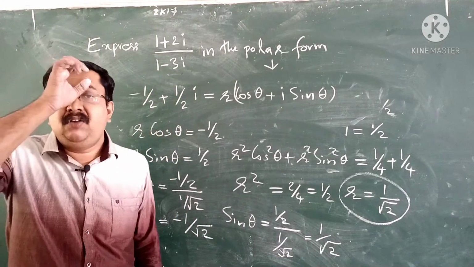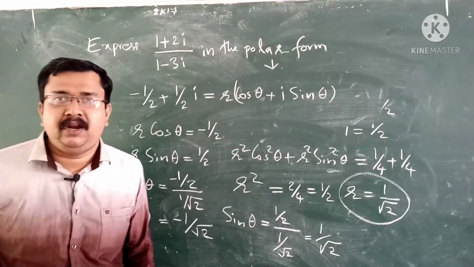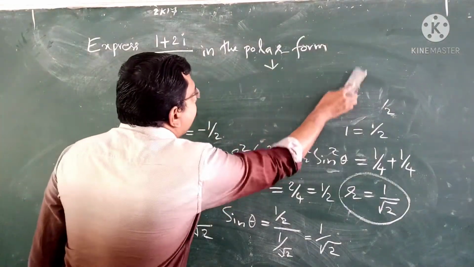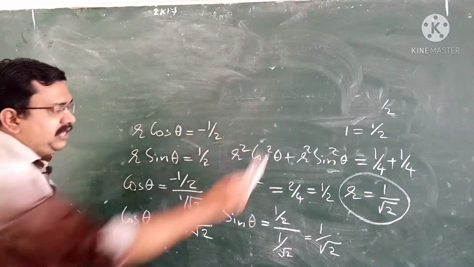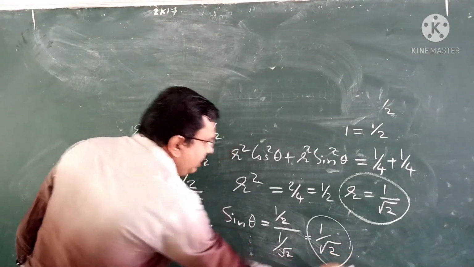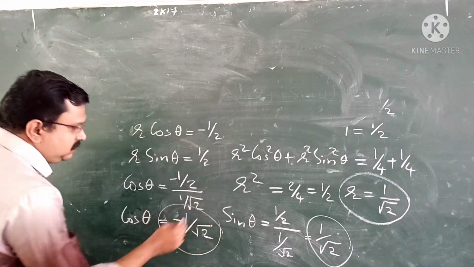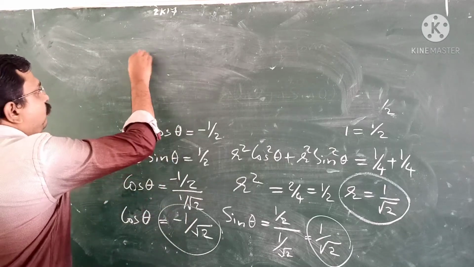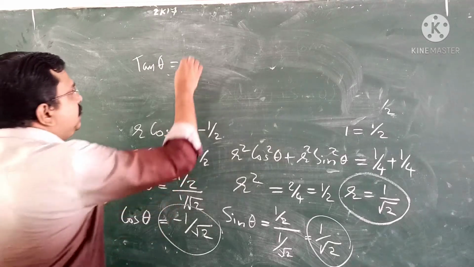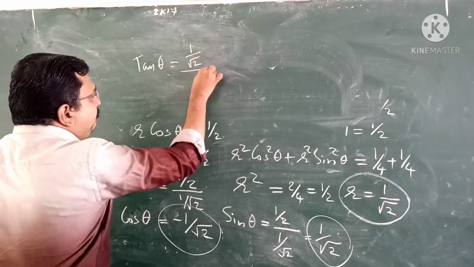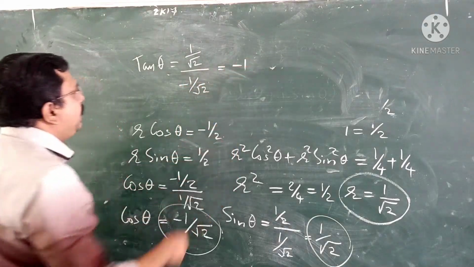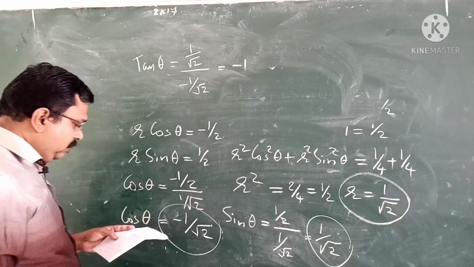Okay. Now we want to find out the value of theta. How to find out the value of theta? Very simple, we can find out. Here sin theta is 1 by root 2. Cos theta is minus 1 by root 2. Therefore, tan theta equal to sin theta by cos theta, that is 1 by root 2 divided by minus 1 by root 2. Answer is minus 1. Okay. Tan theta equal to minus 1.